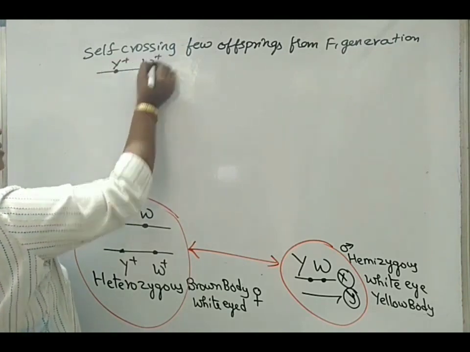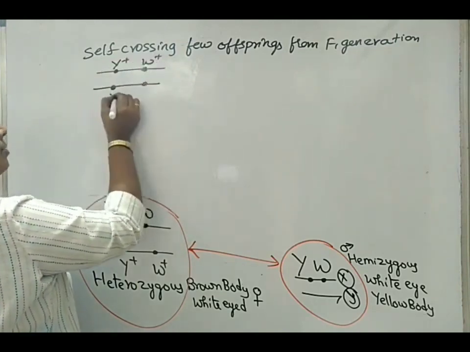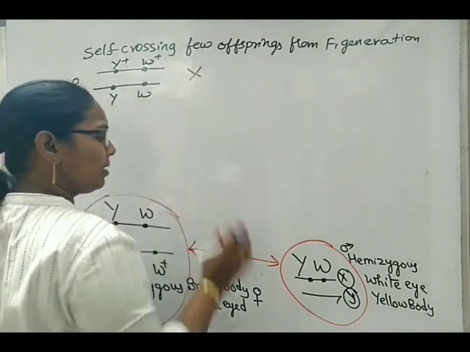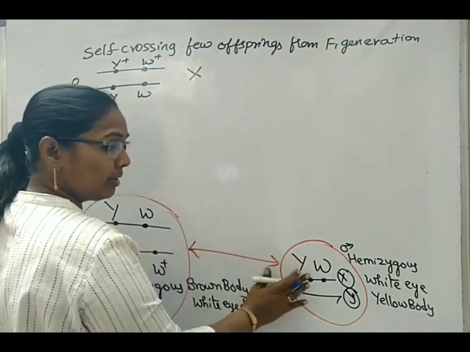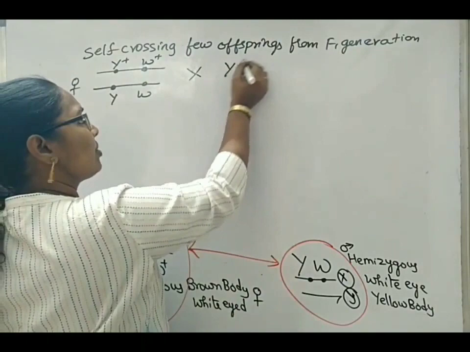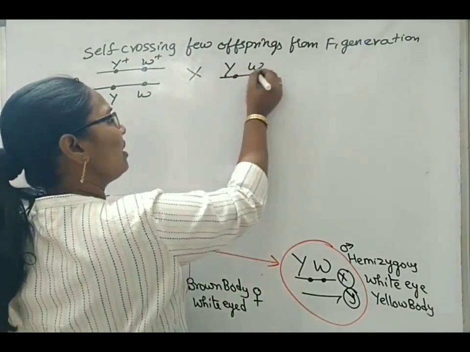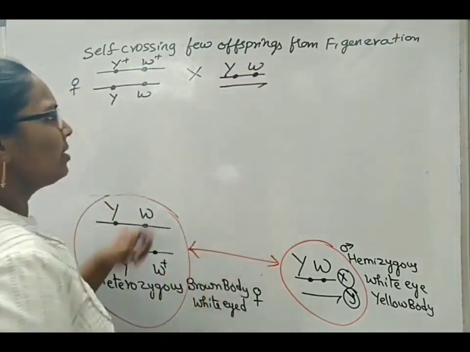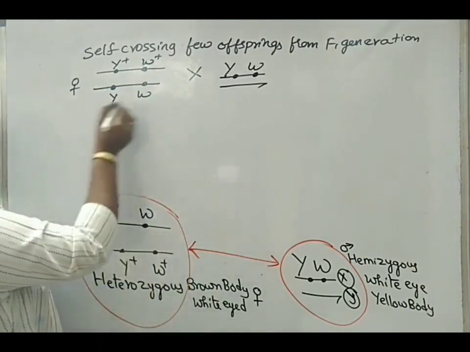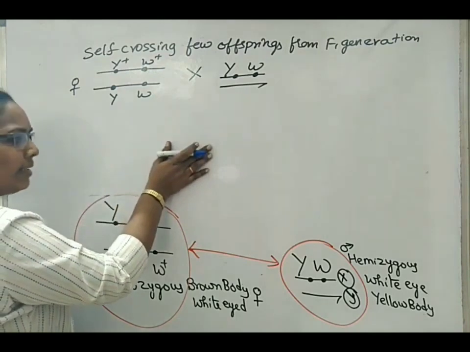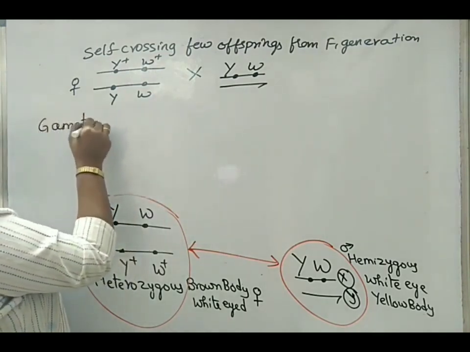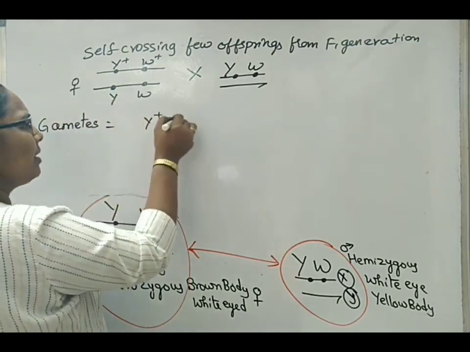Y plus, W plus, recessive y w. This is considered the female. This is crossed with, again I am telling you, both of these are nothing but offspring obtained in the F1 generation. This is crossed with the hemizygous male, that is the white-eyed yellow body Drosophila. Now, if we cross this, we will get the F2 generation, so let's extract gametes from this combination. What type of gametes are we getting?